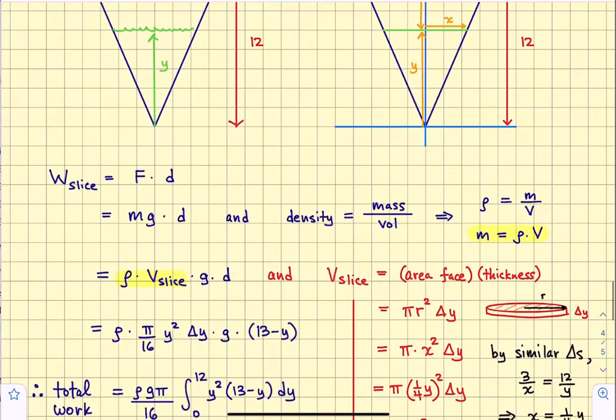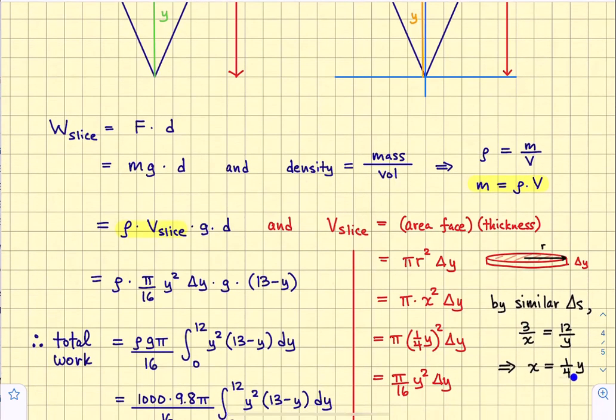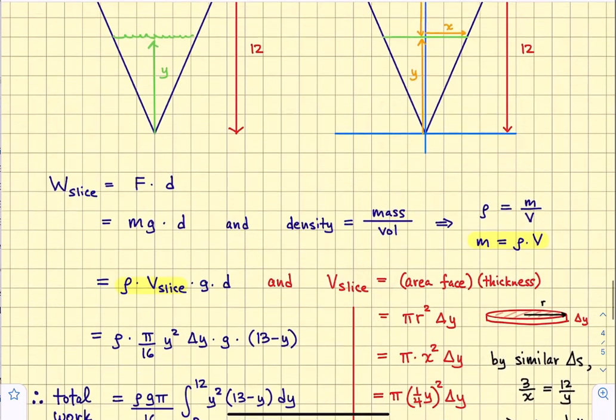And when you solve for x in terms of y, we get that x is 1/4 y. So I'll just replace x with 1/4 y. It's still squared. If we simplify this, we get pi over 16 y squared delta y. And that is the volume of our slice. So let's put it back in where we had the volume of the slice, pi over 16 times y squared, delta y. We still have the g, and then the vertical distance that we need to move that slice through.